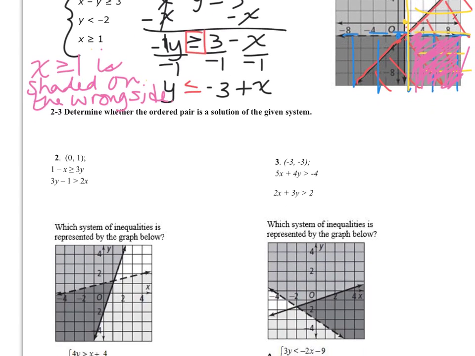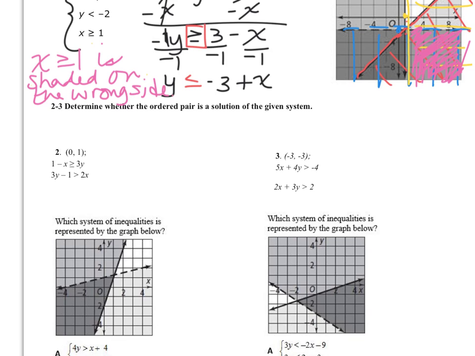All right, number 2. The directions for 2 and 3 say determine whether the ordered pair is a solution to the system. So remember, to determine if an ordered pair is a solution, we're going to plug in x and y and check both inequalities. If it's true for both, it's a solution. If it's not true for even one, it's not a solution, right?